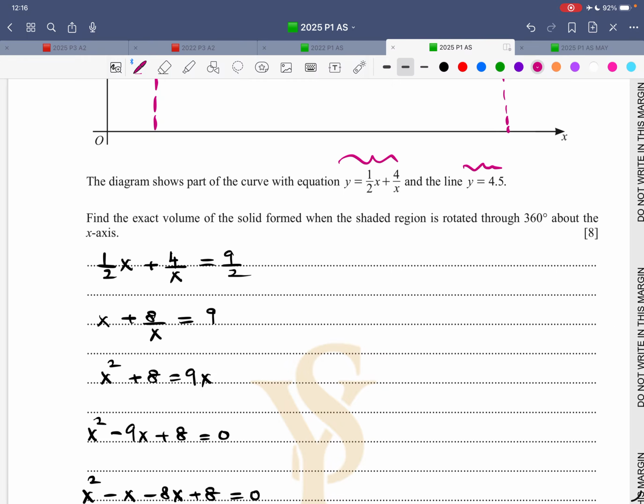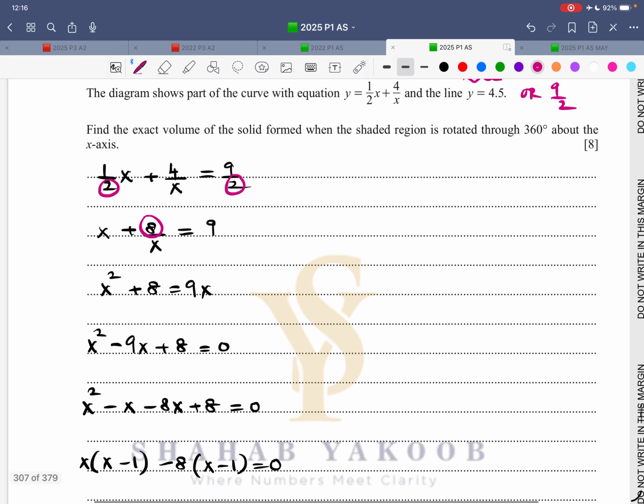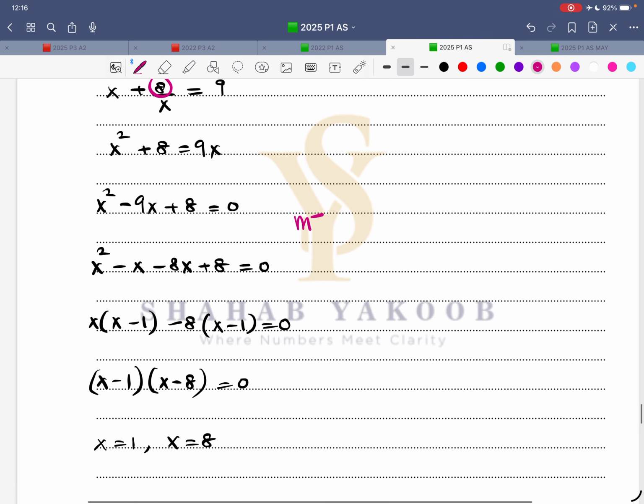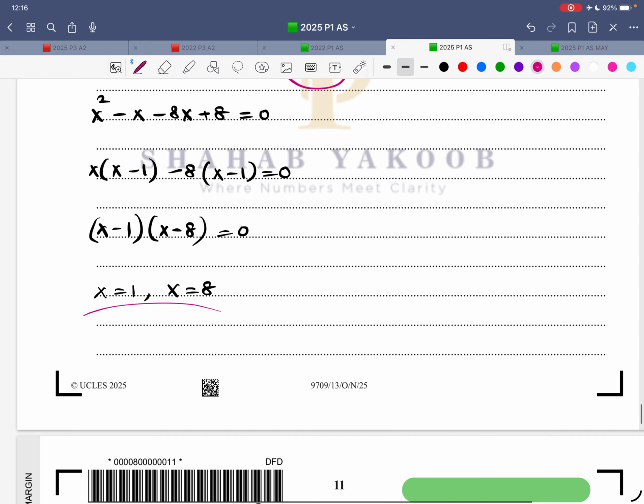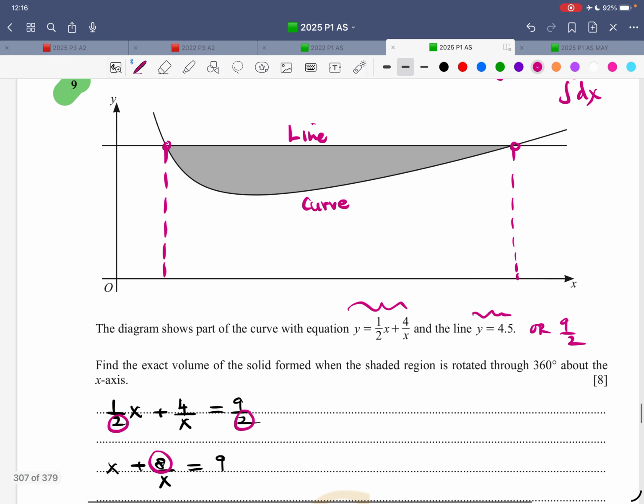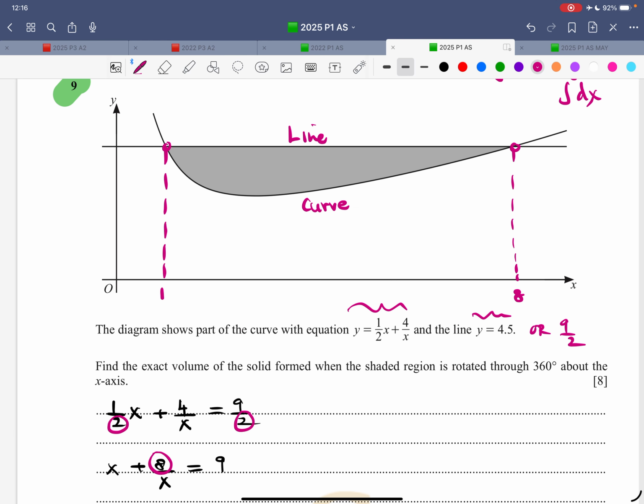Y is equals to 4.5, which can be written as 9 over 2. So half x plus 4 over x is 9 over 2. First thing, multiply throughout by 2. So this 4 becomes 8. Then multiply by x. You get a quadratic. You do middle term factorization, the heart and soul of maths. And we get two values. X is 1, x is 8. So this is 1, this is 8.